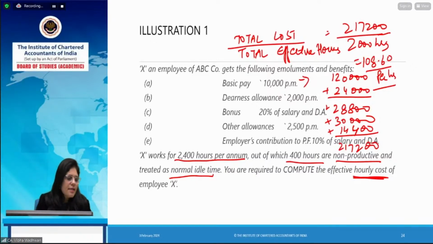So this is the illustration. I hope you have understood. Good. Any doubt in this illustration? Any doubt in this illustration, students? All right, good. So many students have calculated. All right. So let's move on to the next one.